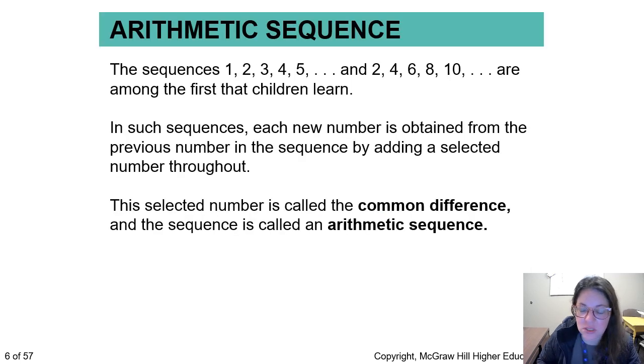Okay, when kids first learn counting, they're learning a sequence with a common difference: 1, 2, 3, 4, and then they learn skip counting: 2, 4, 6, 8. They might even learn skip counting by 3s or by 5s or 10s. Those are all common difference sequences. In math, we also call them arithmetic sequences, and these are also linear. So think about that, write that down in your notes.